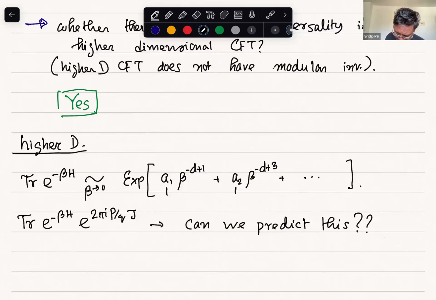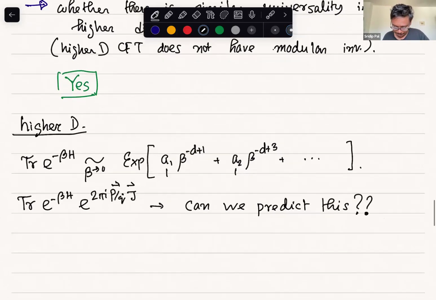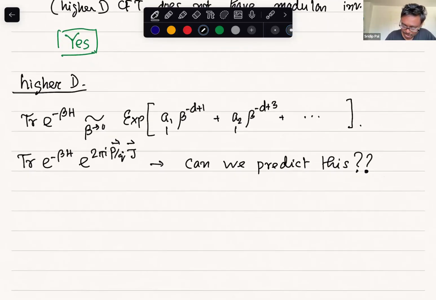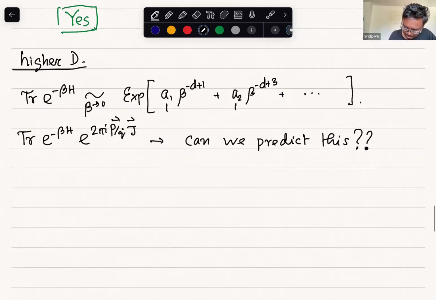In higher D, the story also becomes slightly more complicated because you can have more angular momentum directions, the Cartan directions. So this should really be some dot product, because you can turn on various Cartan directions. Okay, so is the question clear? Good. Okay, moving on.